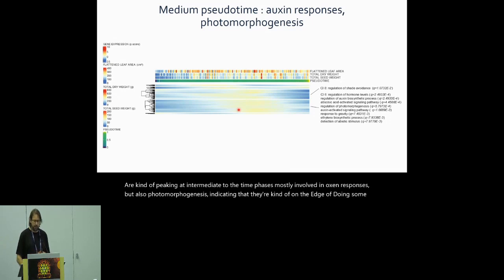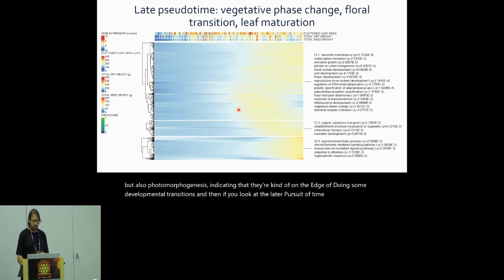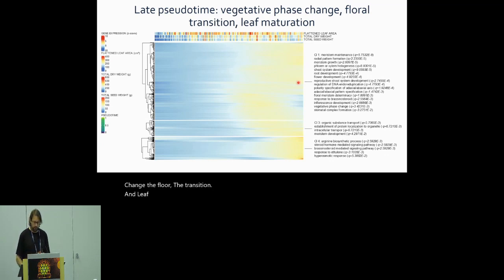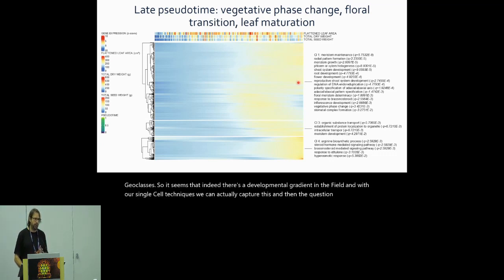And then if you look at the later pseudotime genes, all of these clusters you see here are enriched in genes involved in the vegetative phase change, the floral transition, and leaf maturation. So it seems that indeed there's a developmental gradient in the field, and with our single cell techniques, we can actually capture this. And then the question is whether this pseudotime still makes, let's say, sense.